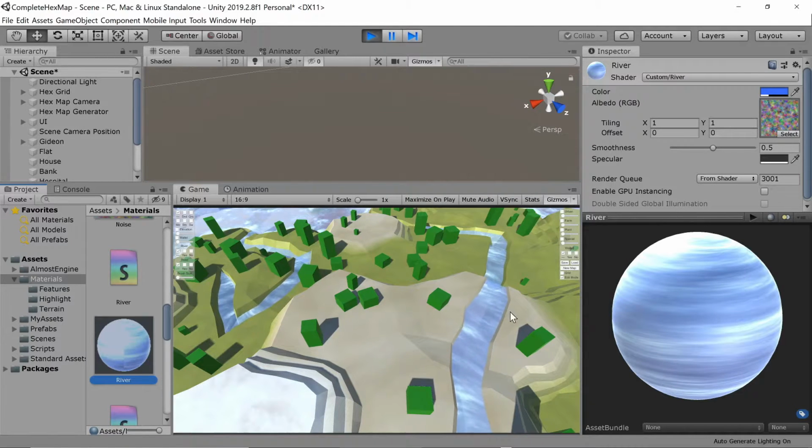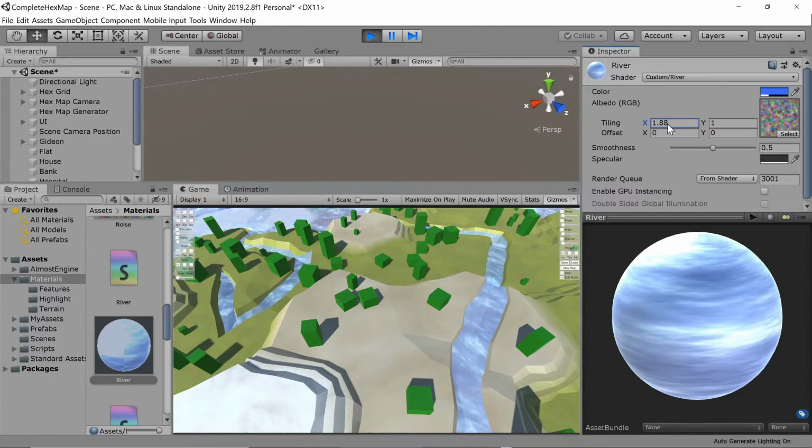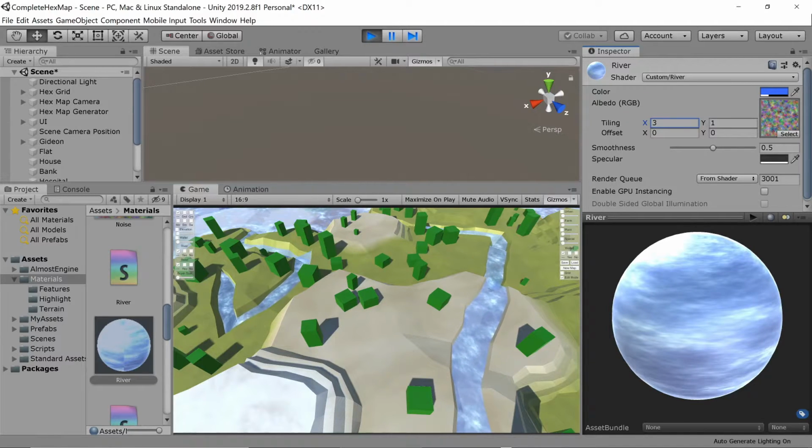Here, I actually tweaked the process a bit. You can see that in the original river, the foam or distortion on the water is a bit too linear from side to side. If we go into the river material, we can increase the X-tiling to reduce the straight lines. Increasing it to around 3 makes the river look a lot better.